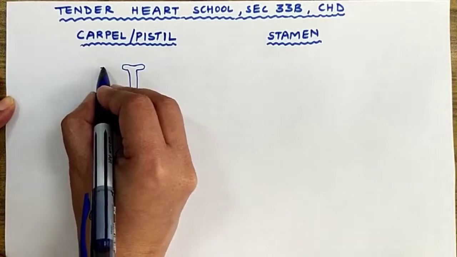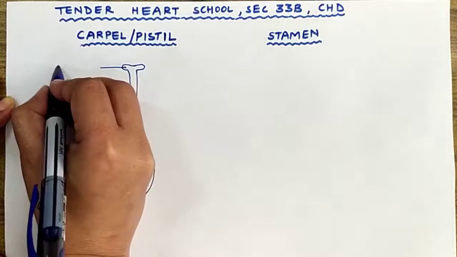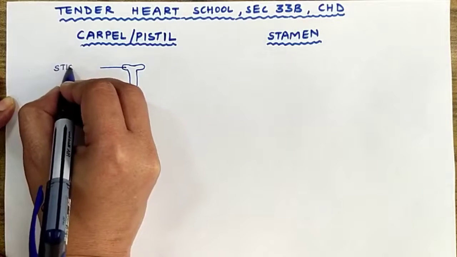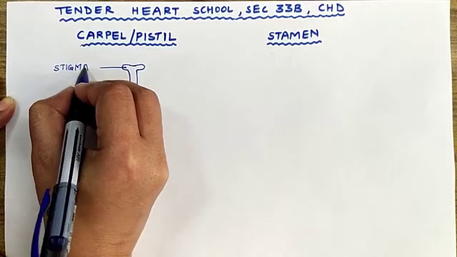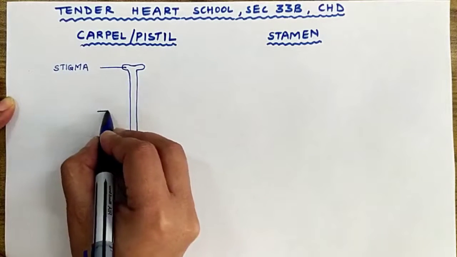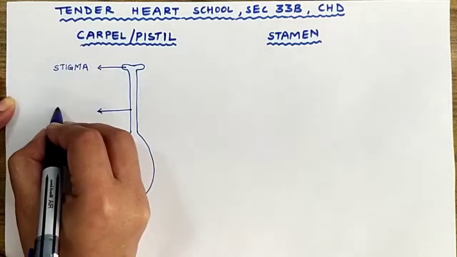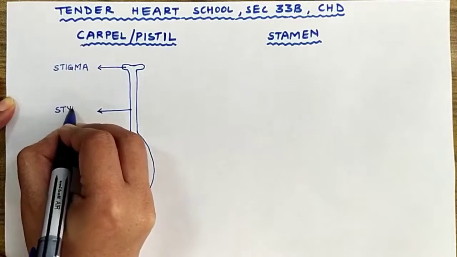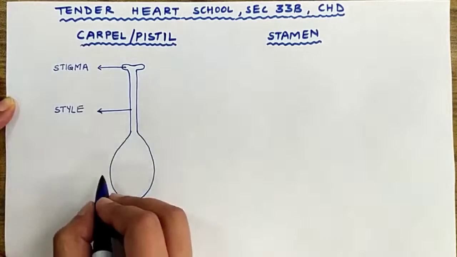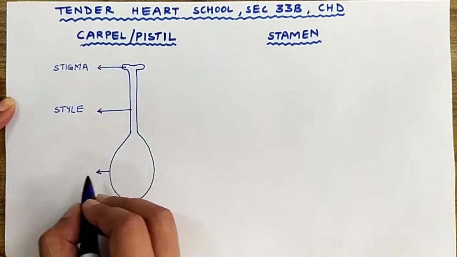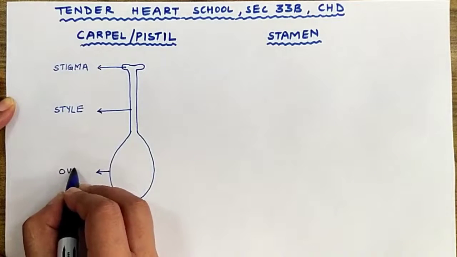So this upper part is the stigma. This is style. And this is ovary.